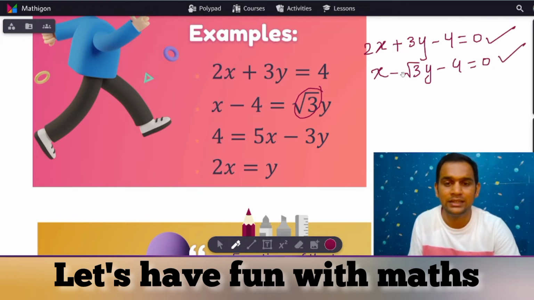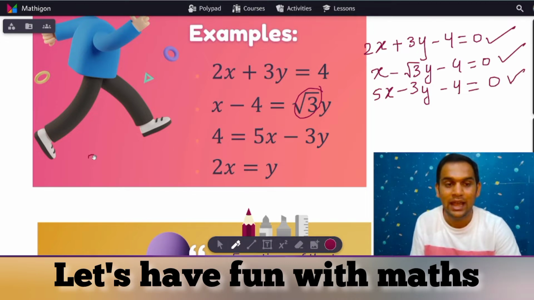So this is also a linear equation in two variables. 4 equals 5x minus 3y. We can write it as 5x minus 3y minus 4. Why am I getting minus 4 every time? No worries. So this is also a polynomial.